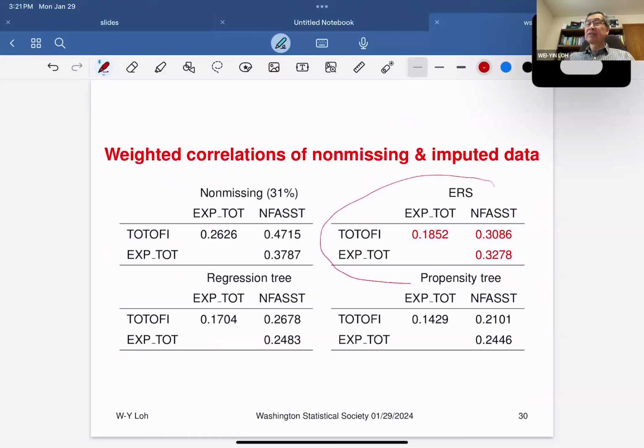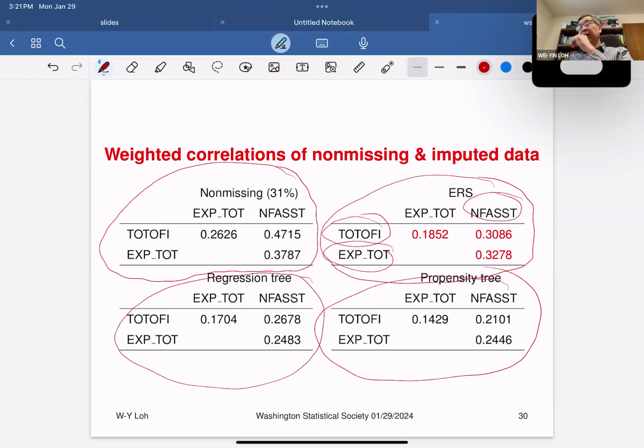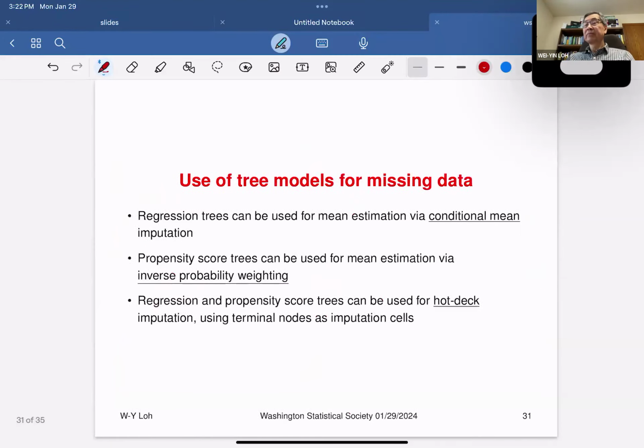And these are correlations, in case you're interested. We are imputing three totals: the total off-farm income, expenses, and net non-farm assets. If you use the ERS method, you get these numbers in red. If you use a complete case analysis, meaning only those observations where you observe all three totals, you get correlations that are higher than the current ERS method. If you use the regression tree methods, they are lower. This is not surprising because if you use conditional means, you tend to inflate the correlations.